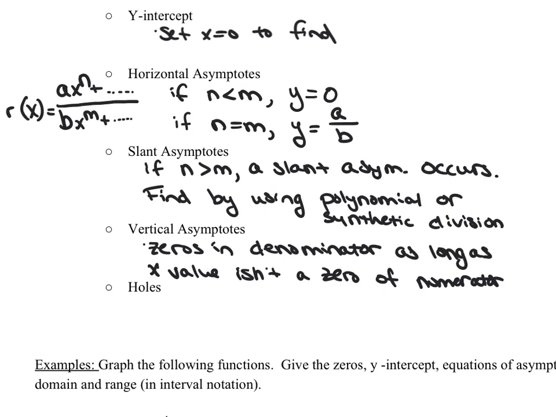But if there's a value that's a 0 for the numerator and a 0 for the denominator, then that common factor crosses out. Okay, and then we have a hole. So a hole occurs when a common factor reduces.